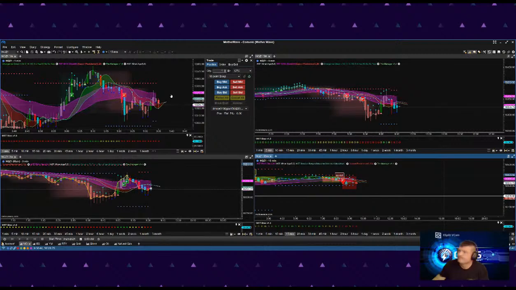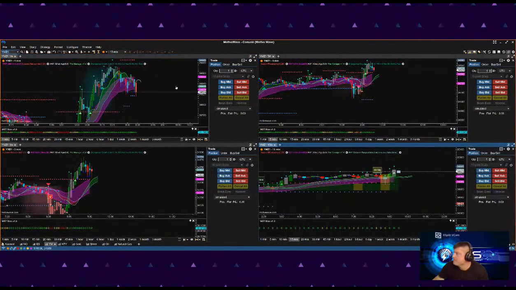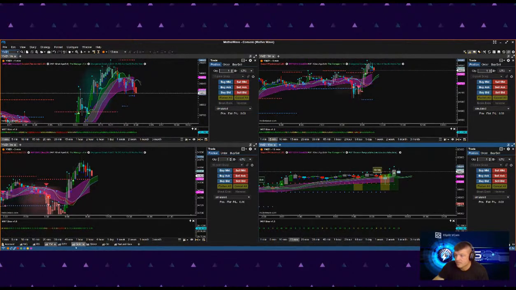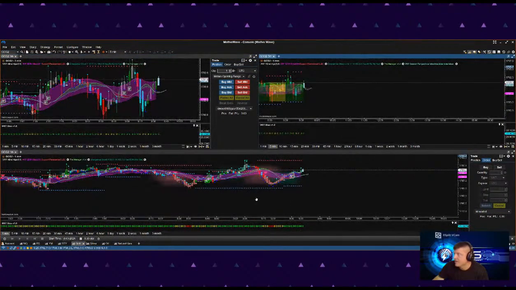Let's see here. Boom, boom, boom, boom. YM, I guess YM was probably the most vivacious, shall we say, of the opening ranges today. Everything else just kind of puttered out.